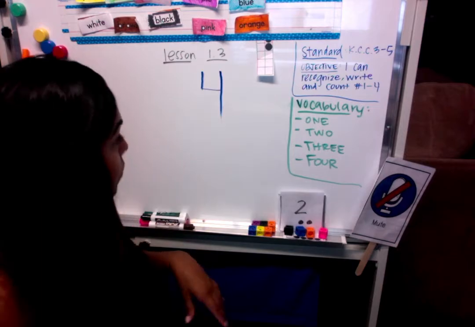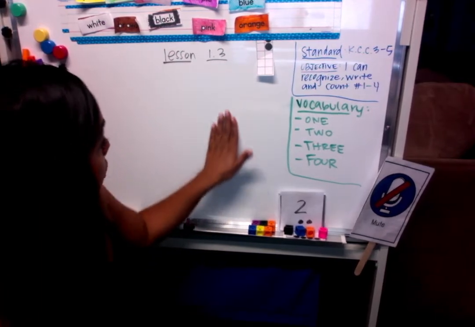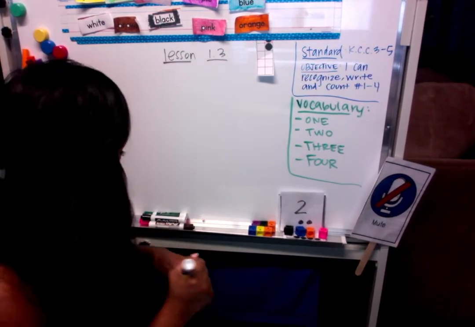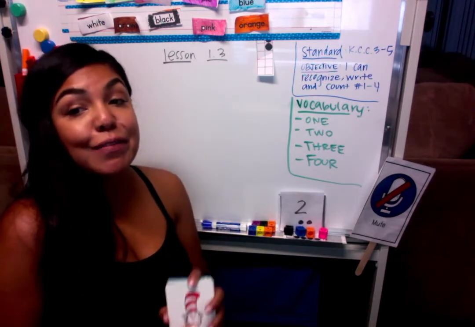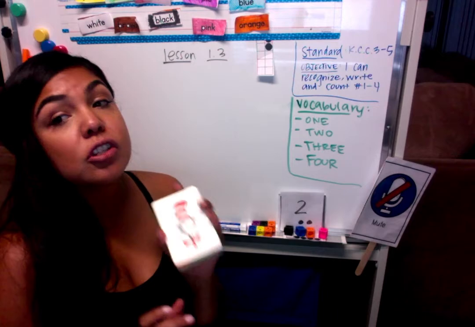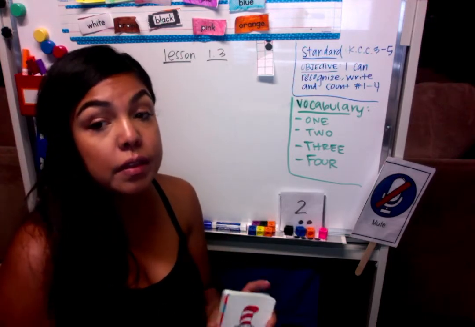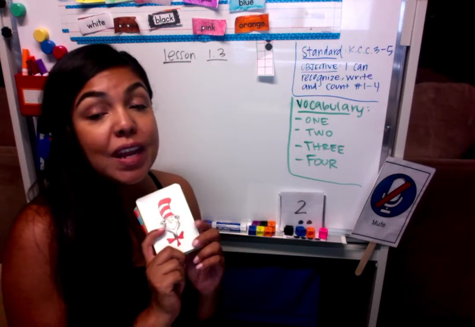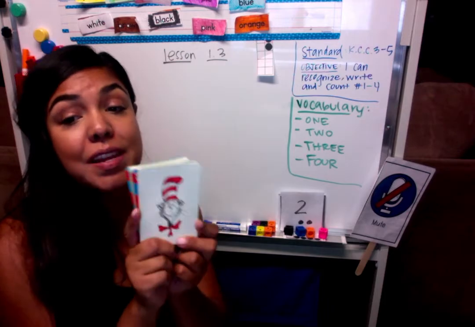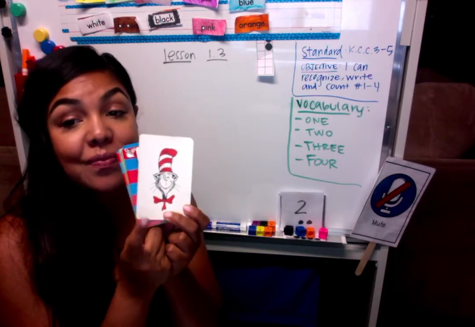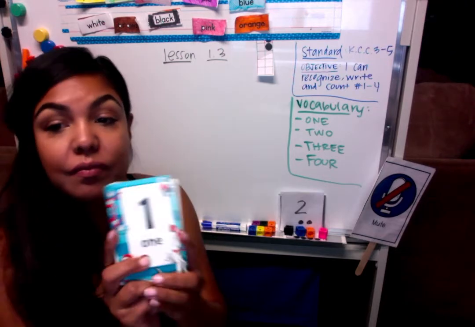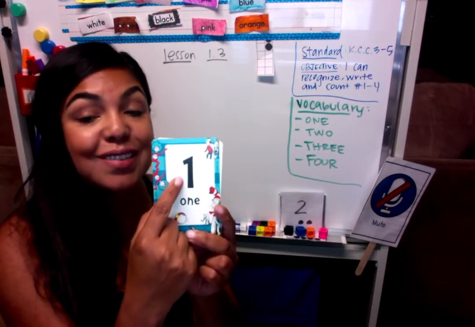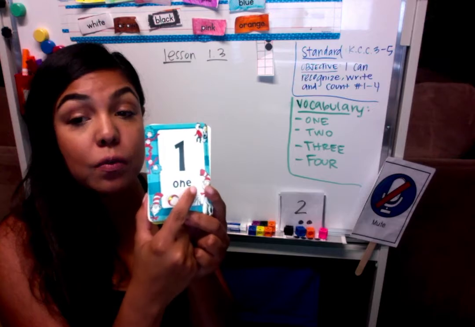Now, what we're going to do next is look at the little flashcards that I wanted to introduce to you guys. Okay, I love these flashcards, and I want to share them with you because they're so fun for us to count with. So we're going to go ahead and count how many we see here. So how many cat in the hats do we see? Good, 1. If I turn it around, what number is that? 1. And then we have the word 1.